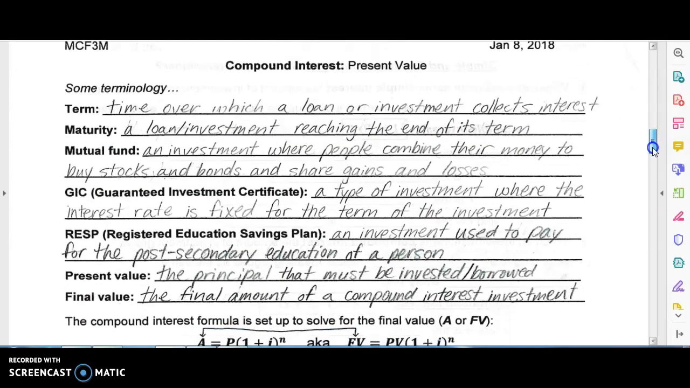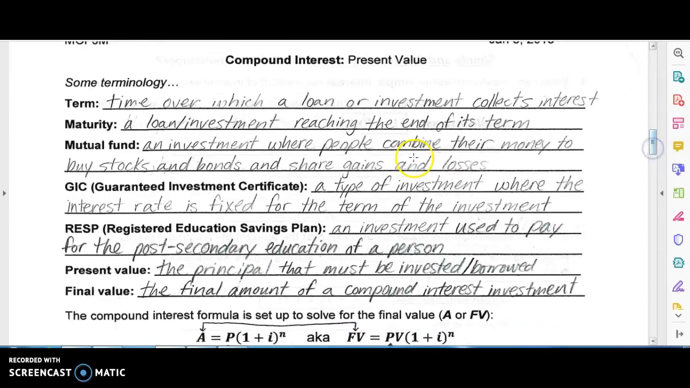Compound interest, so here's some more terminology. The term is the time over which a loan or investment collects interest. Maturity means a loan or investment is reaching the end of its term. A mutual fund is an investment where people combine their money to buy stocks and bonds.